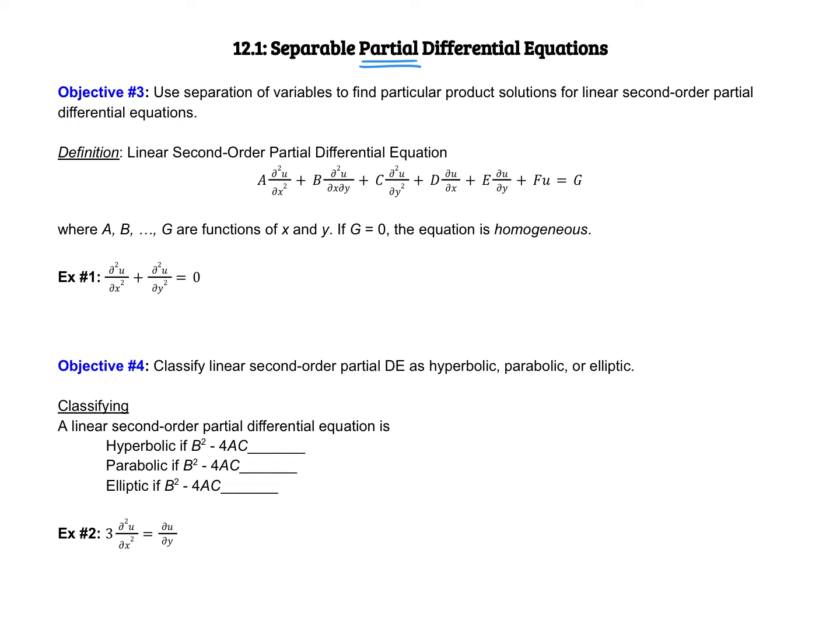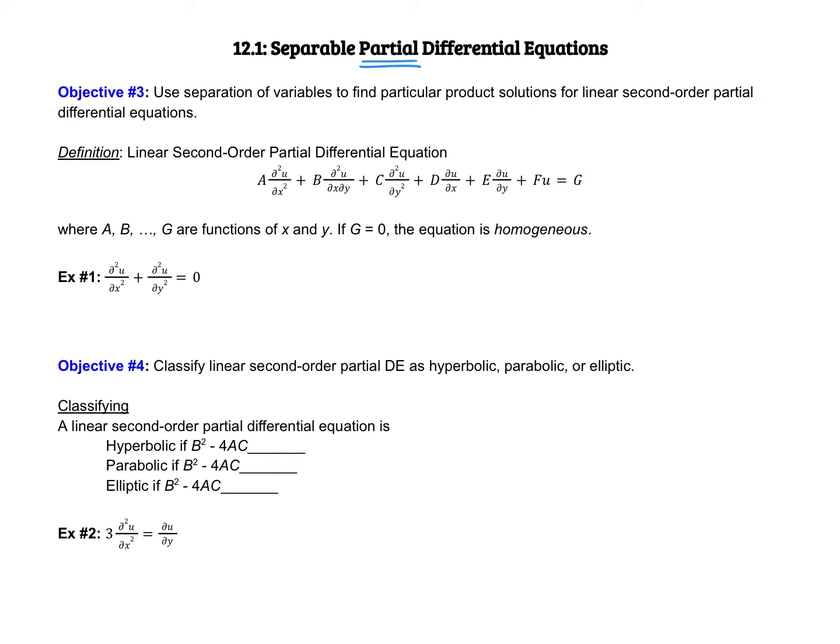So let's jump in with a definition. We are going to focus on linear second-order partial differential equations. This is the general form. Notice all of the derivatives are partials. They're all to the first power, which makes it linear, and second order because a second derivative is the highest derivative that we have. In this notation, a, b, c, all the way to g, are functions of x and y.